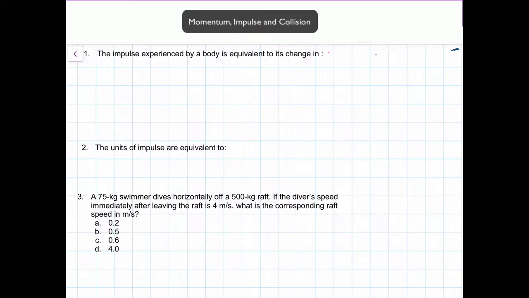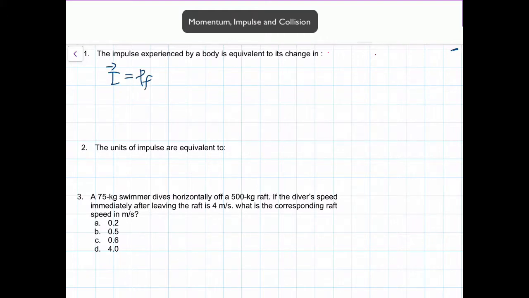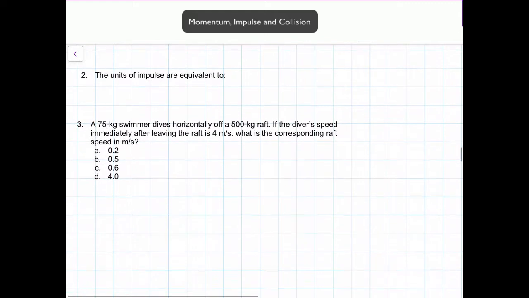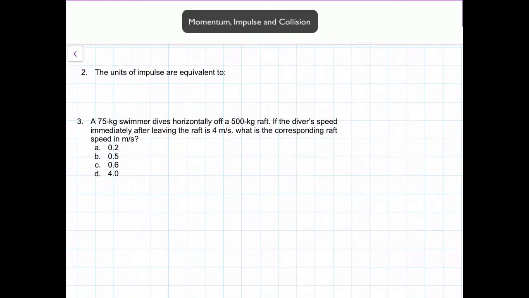The first problem states: the impulse experienced by a body is equivalent to its change in what? We already defined that impulse is equivalent to the change in momentum, P final minus P initial. Sometimes some textbooks use simply delta P, where delta represents change. The next question is the unit of impulse. The unit of impulse is the same as the unit of momentum, which is kilogram meter per second.